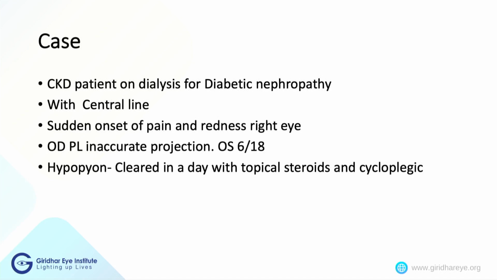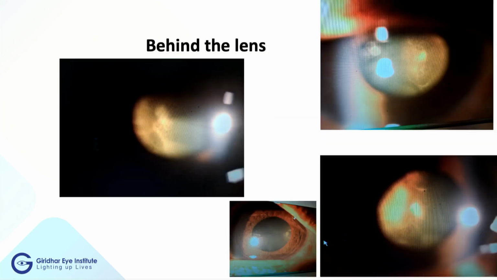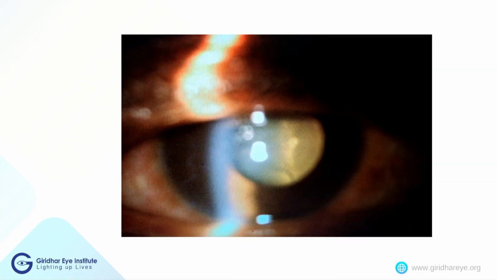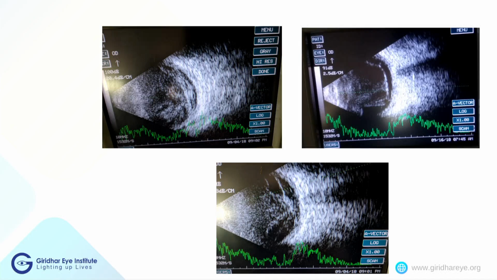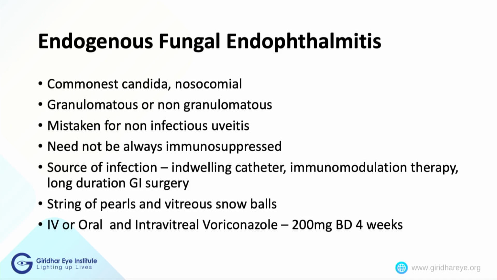The last part is endogenous endophthalmitis. We do not get many. Some people get a lot of endogenous endophthalmitis. This was a patient on dialysis for diabetic nephropathy, with sudden onset of defective vision. There was granulomatous uveitis, with cells in front and behind. This is the B scan. Already bad. The patient was very sick. So intravitreal voriconazole was given based on the central line culture which grew candida. Luckily we could save this eye with systemic and oral treatment.